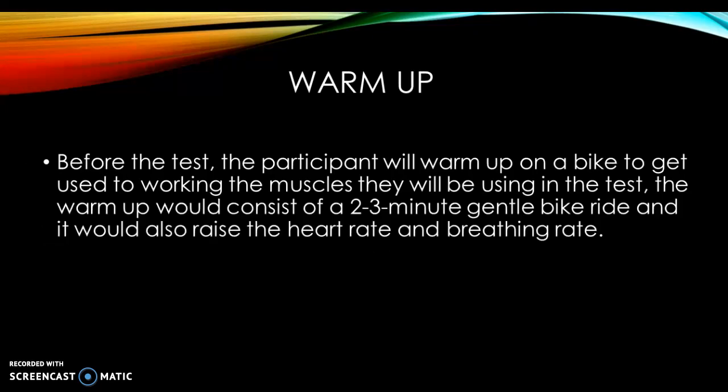Before the test, the participant will warm up on a bike to get used to working the muscles they'll be using in the test. The warm-up would consist of a 2 to 3 minute gentle bike ride, and it would also raise the heart rate and breathing rate of the performer.